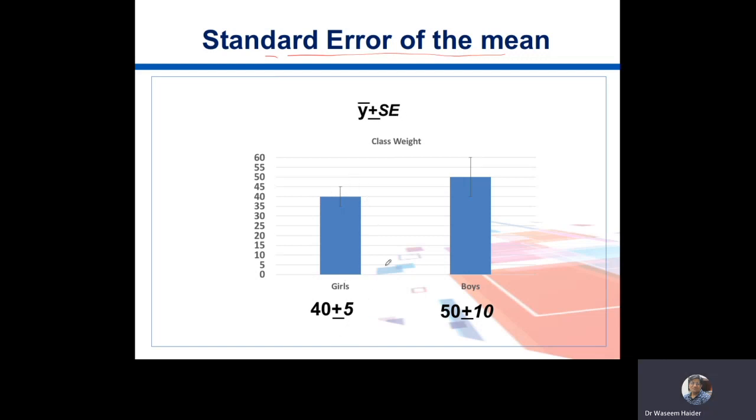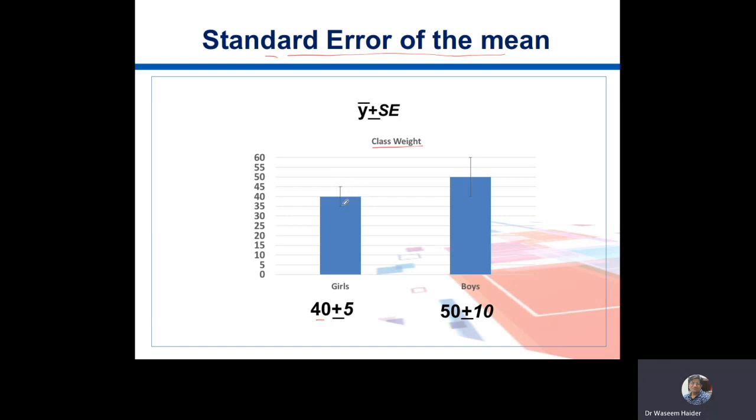standard error. For example, we have this class weight data where the weights of girls and boys are shown separately. Girls have a mean of 40 with a standard deviation of 5. Boys have a mean of 50 with a standard deviation of 10. How would you present them in a graph? You present the mean with those bars. It's a bar chart. And then you put those standard errors in the shape of these antennas.